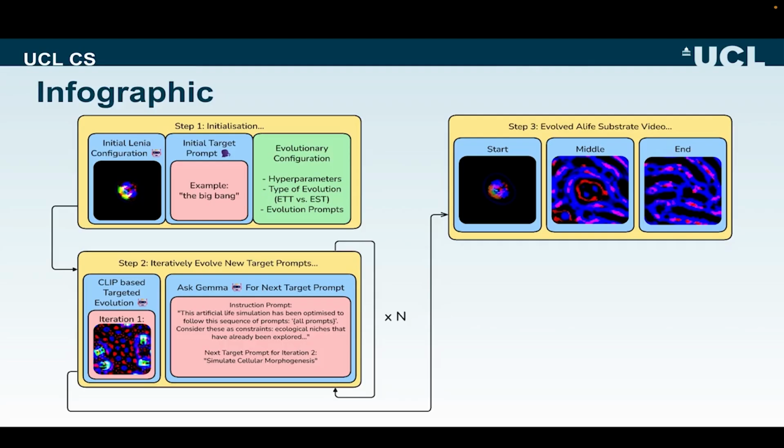Then, and this is the key part, we feed the video of that simulation to our evolver model. We use Gemini and ask it, quote unquote, what should come next? It generates a new target prompt, which is added to our evolutionary history, and the loop repeats. We explored two main strategies for this.